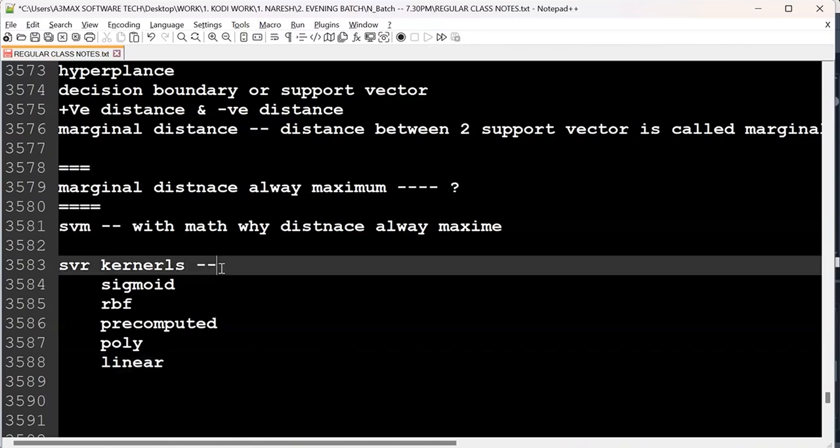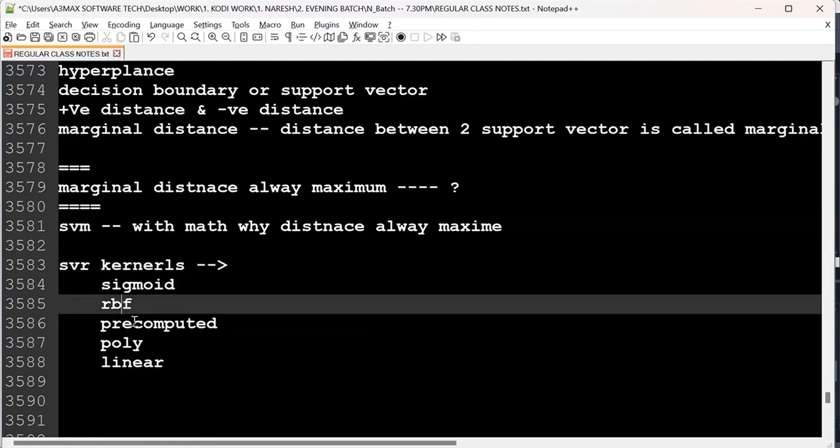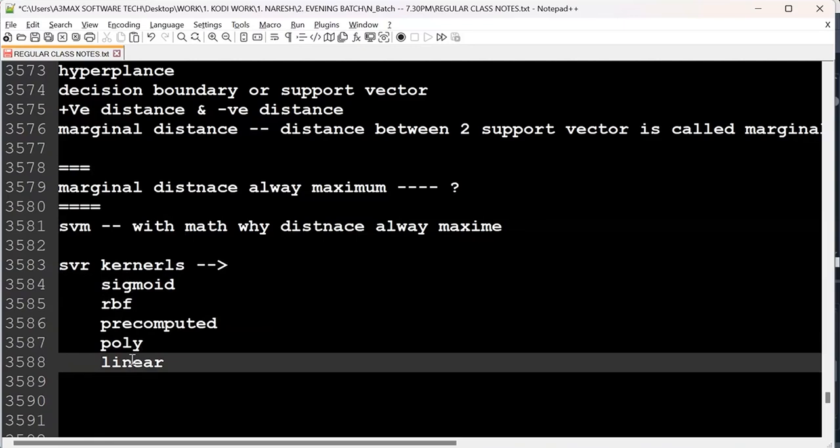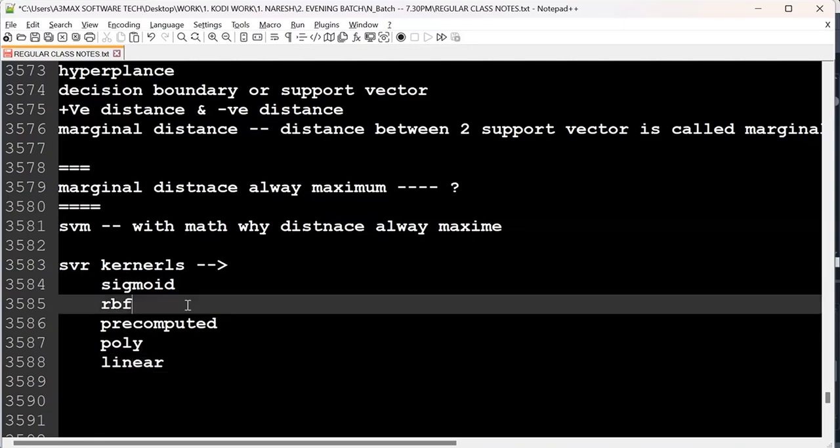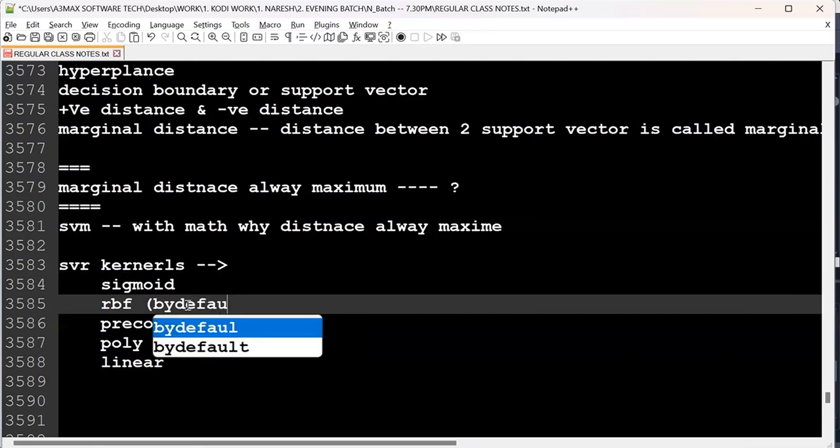Understand, whenever you encounter multiple choice questions, the question may be how many kernels are there in SVR. Always remember 1, 2, 3, 4, 5. So we have 5 kernels, and RBF will be taken as the default kernel. Do you understand up to this?